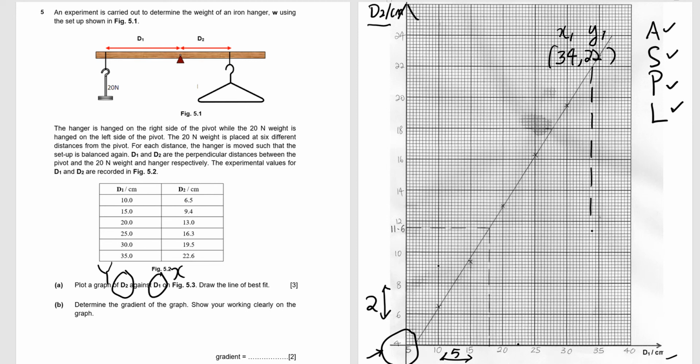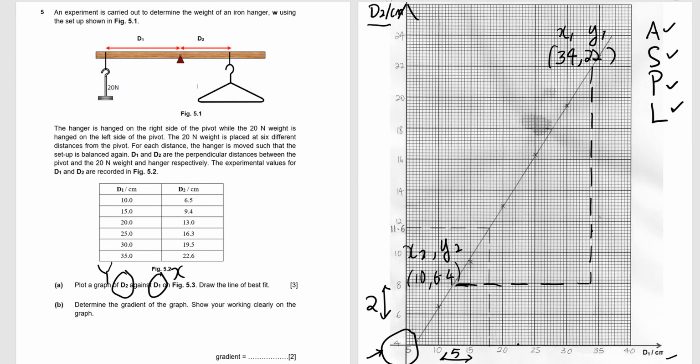I need to look for another point that is somewhere around here, because the 2 points that I use to find gradient must be as far apart as possible. So I've decided to choose this point here. Sorry, a little hard to do on the screen. Sorry, this part should be drawn nicer. So I've chosen this point here, and again, I must write its coordinate, and that is x2, y2.